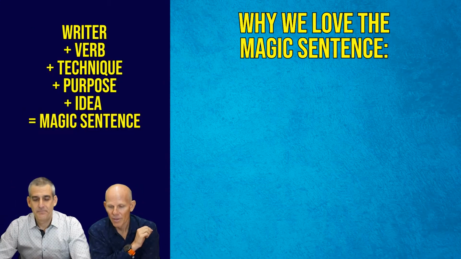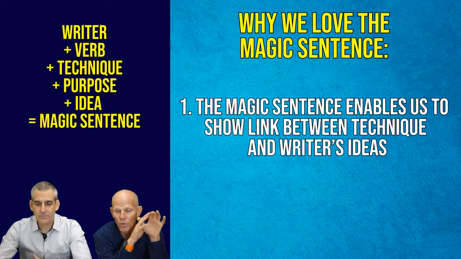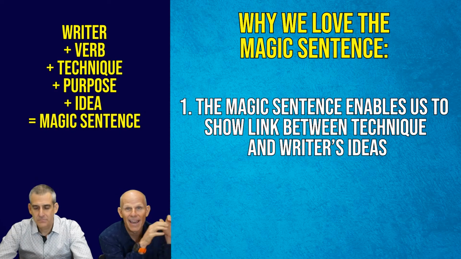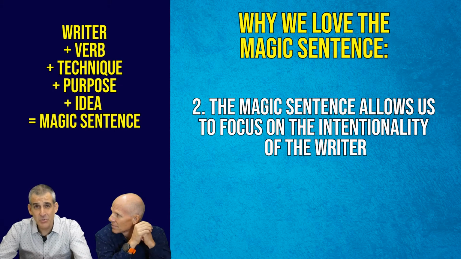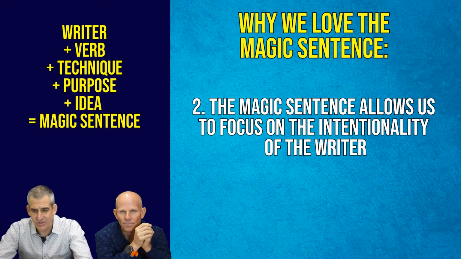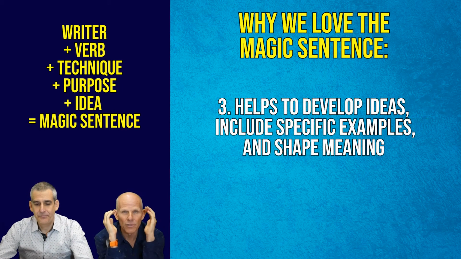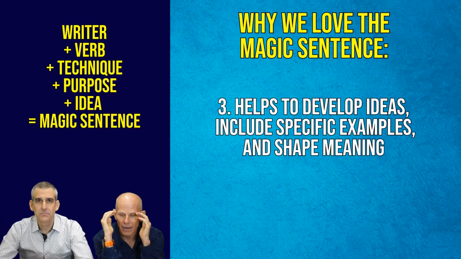First of all, the magic sentence enables us to show that link between the technique and the writer's ideas. The second thing this accomplishes is that it really forces you to acknowledge the role of the writer. You're not going to be descriptive. You're talking about the writer's choice. And the magic sentence really forces us to develop that idea and really think about how that shapes meaning.